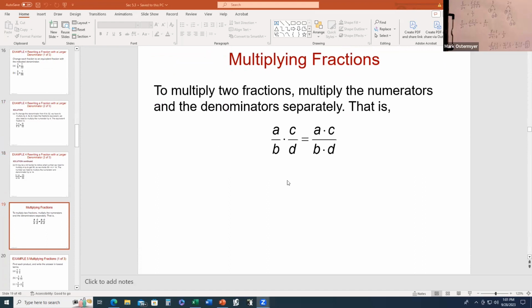All right, how do we multiply fractions together? Well, this is basically the prototype for multiplying two fractions together. Notice when we multiply fractions together, do we have to have a common denominator? Yes. Oh, we don't. We do not need a common denominator when we multiply fractions. Don't need one.